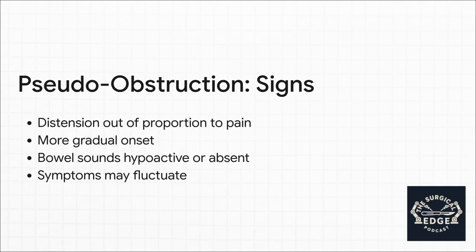Now, contrast that completely with pseudo-obstruction. Here, the massive abdominal distension is often the star of the show. Sometimes it seems way out of proportion to the pain the patient is describing. The onset is usually more gradual, and the bowel sounds are typically quiet, hypoactive, or even absent right from the get-go. It's a silent abdomen because, frankly, nothing is moving.